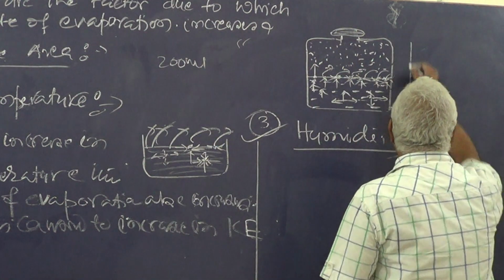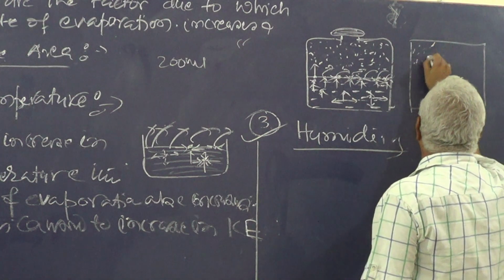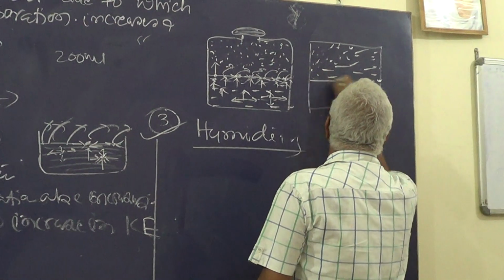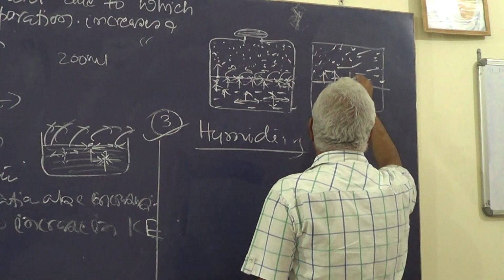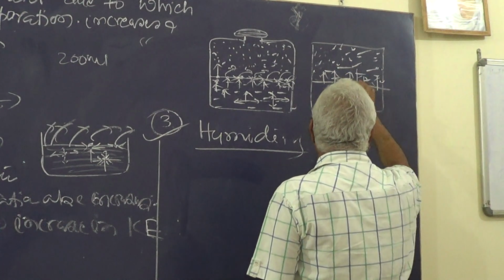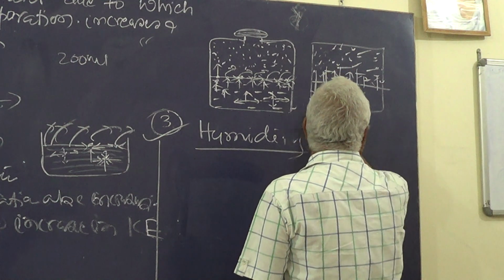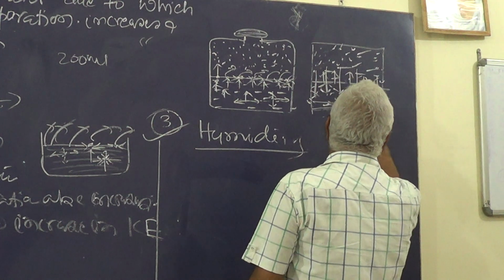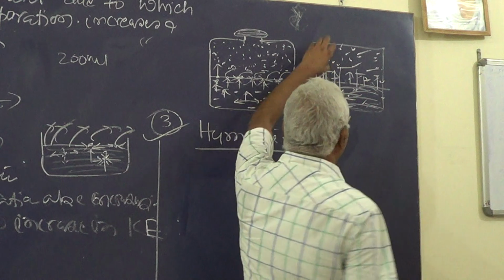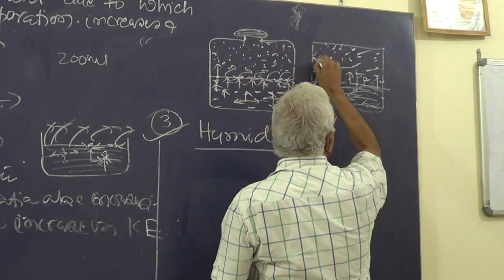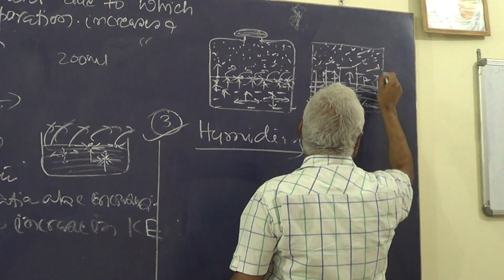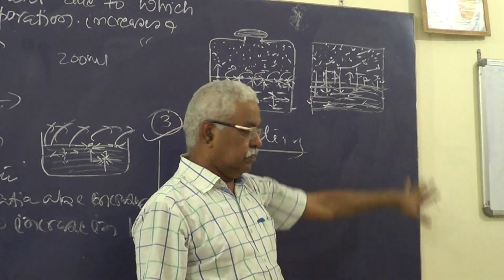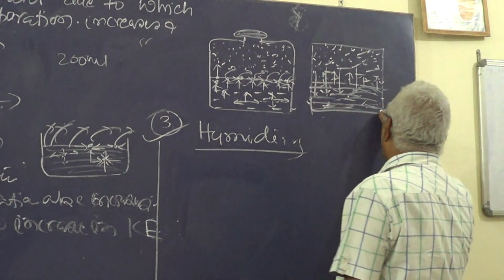Another case you can see: humidity is more, then what happens? The molecule escapes. That molecule is again pushed back because there is no space in the air to accommodate more humidity. So the water molecules that escape are being pushed back.